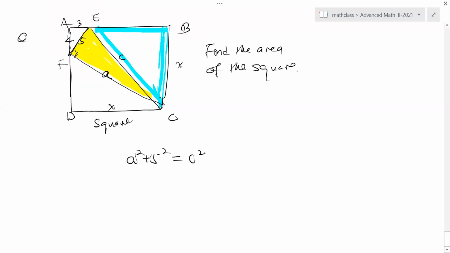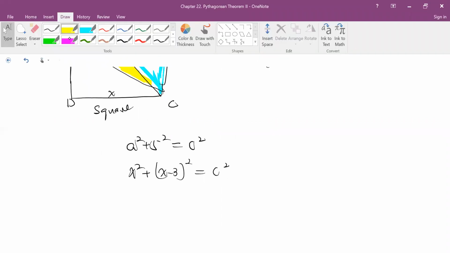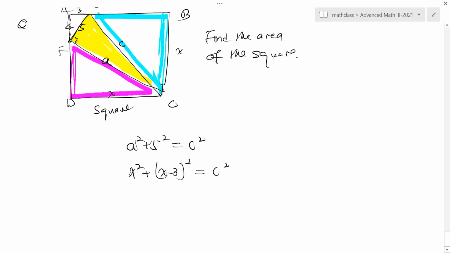I think I have x squared plus the other side, which is actually x minus 3, and that equals c squared. Okay, good. Then I apply the Pythagorean theorem to this triangle, and I think you will get x squared plus (x minus 4) squared equals a squared. Now look at how many unknowns. You have a, c, and x. You have 3 equations, 3 unknowns. You are able to solve it.